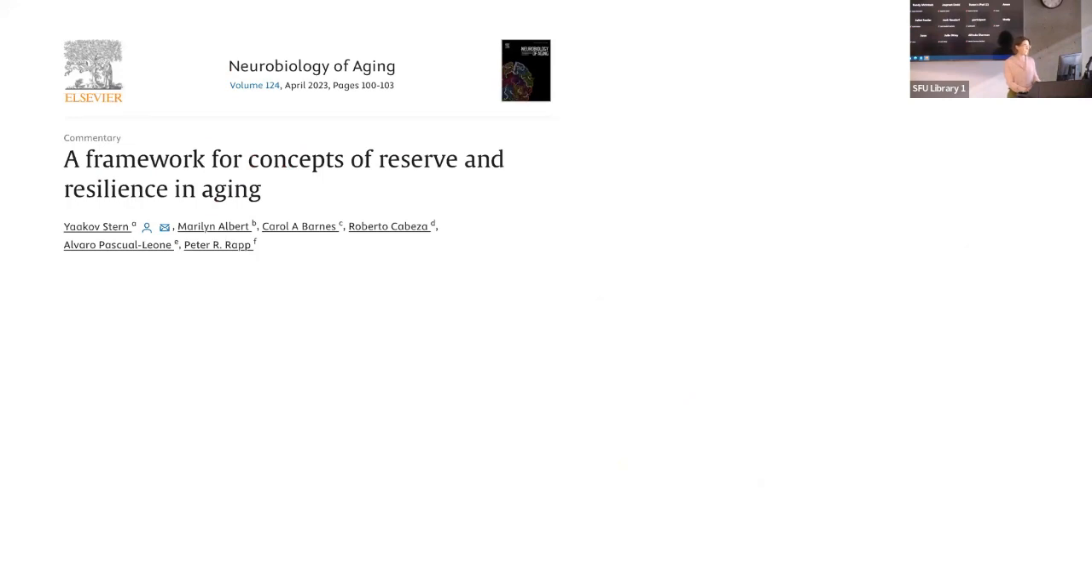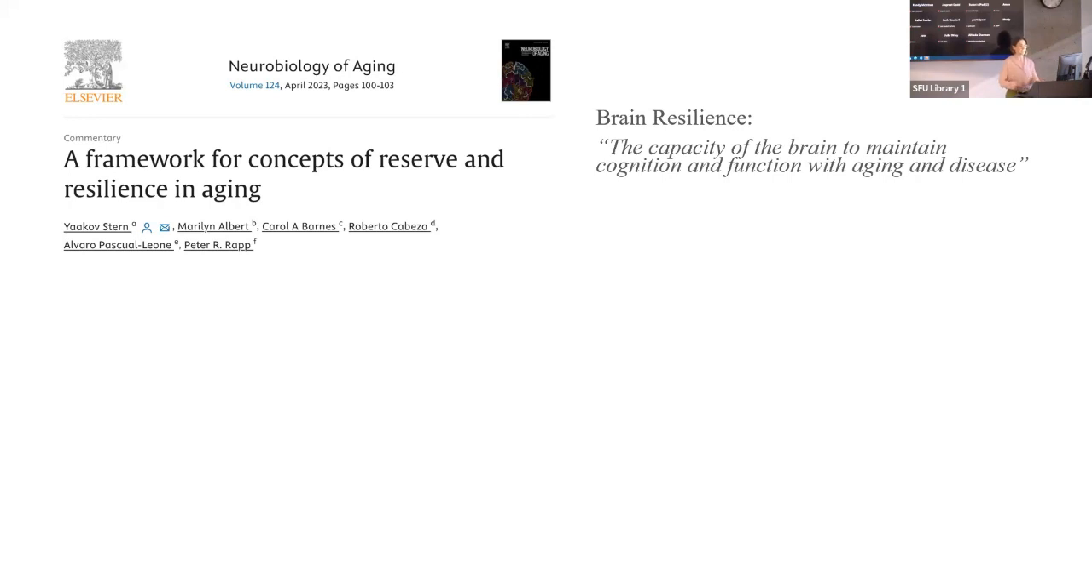Another conceptual framework of reserve and resilience that I've recently found useful was this paper that was published from Stern. The reason that I liked this publication was because it really got into some theoretical detail around brain resilience specifically. They define brain resilience as the capacity of the brain to maintain cognition and function in aging and disease, which is a pretty broad definition. But they get much more specific in this paper. They had 3 proposed mechanisms of brain resilience.